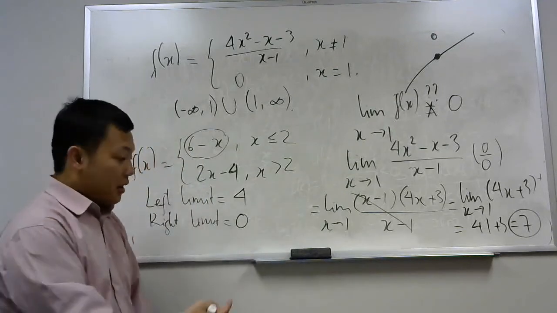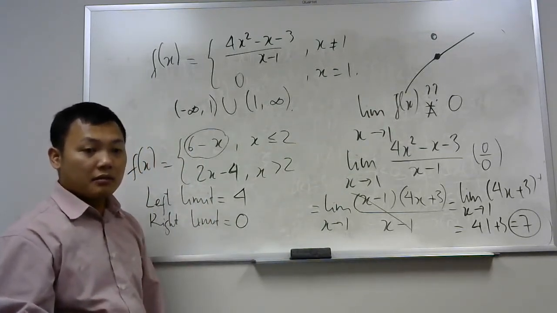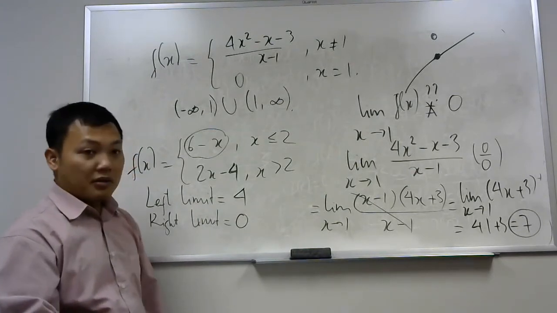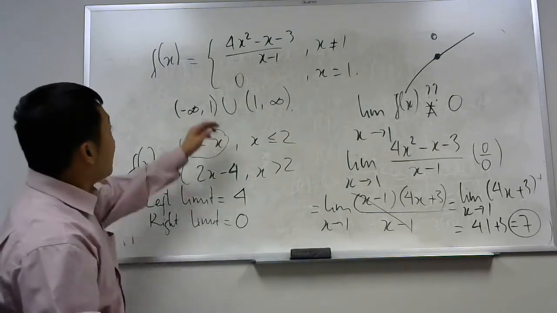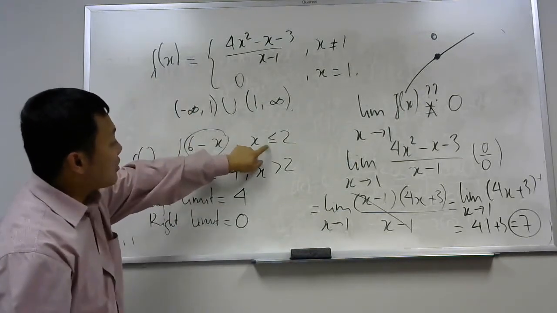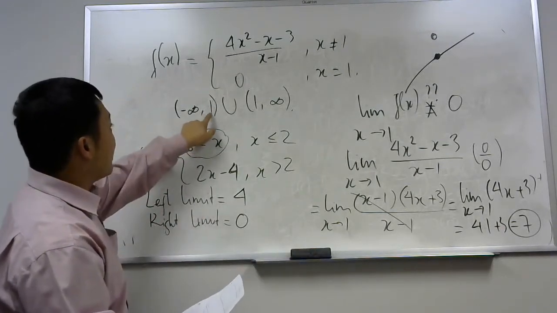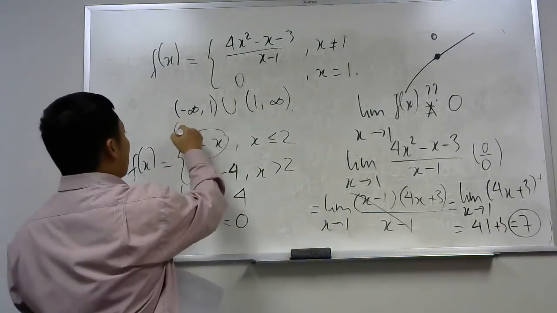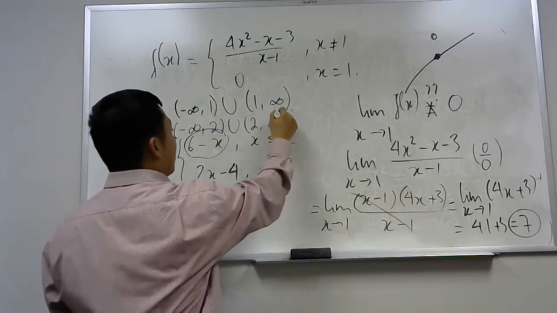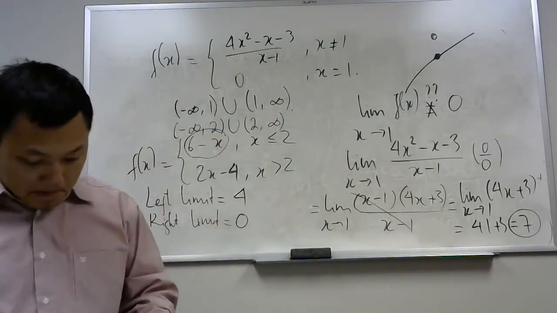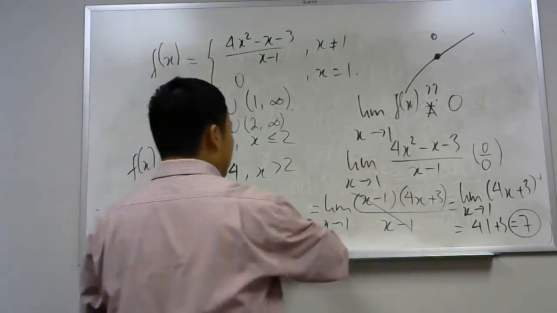What does it mean? The left limit and the right limit are not equal. The limit does not exist. That means the function could not be continuous at 2. Similar to this case, the function is not continuous at 2, but continuous everywhere else, right? So instead of 1, you just write negative infinity to 2, with 2 not included, and from 2 to infinity. That's it. All right. Next question.